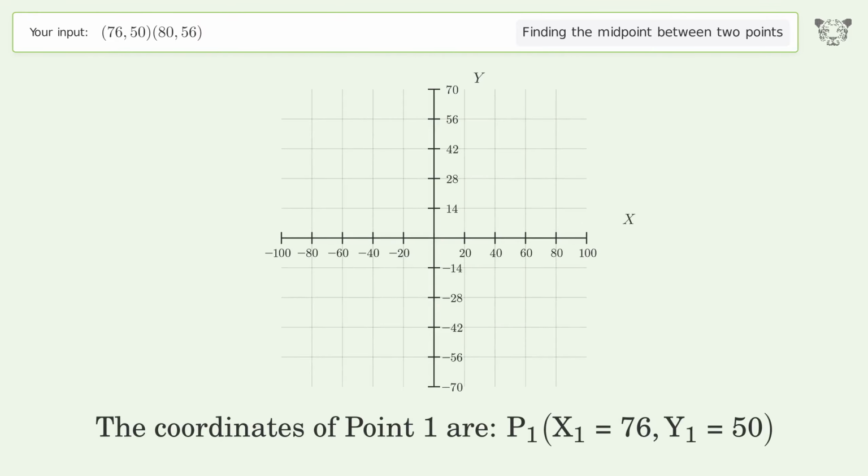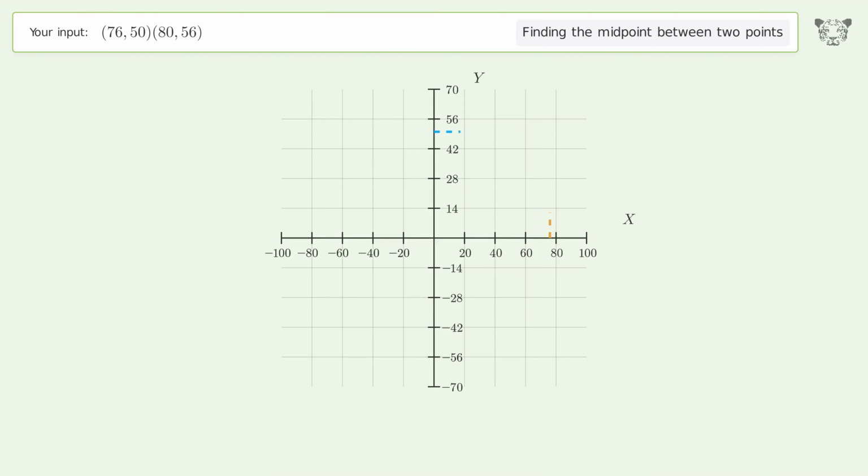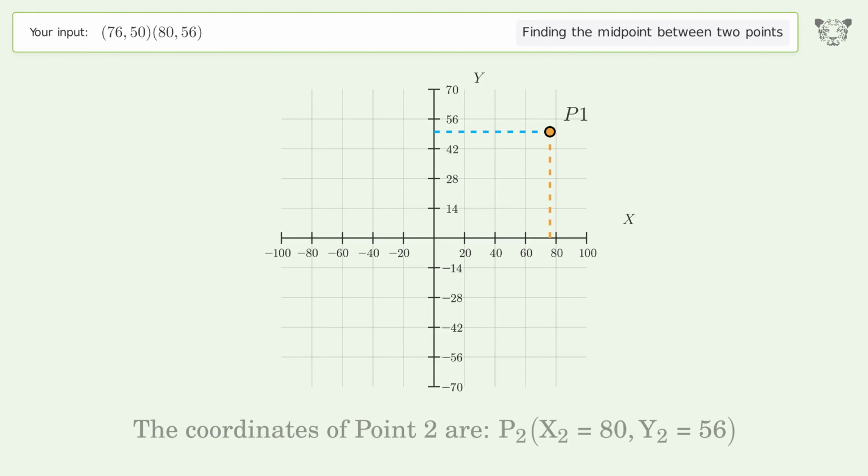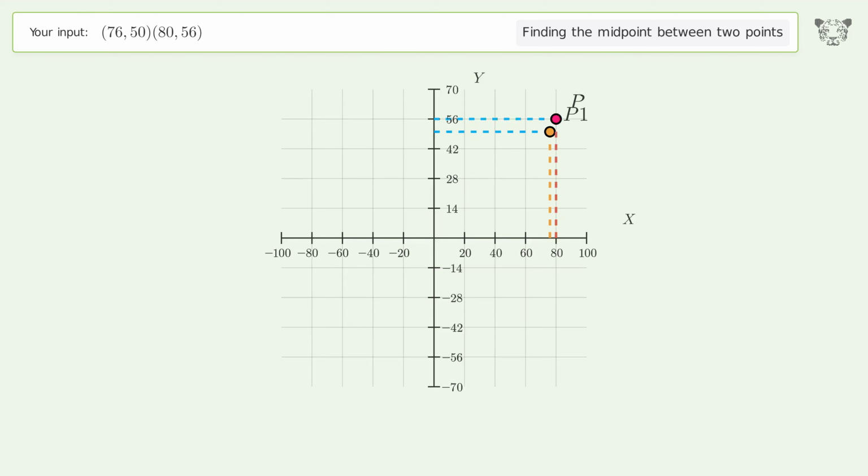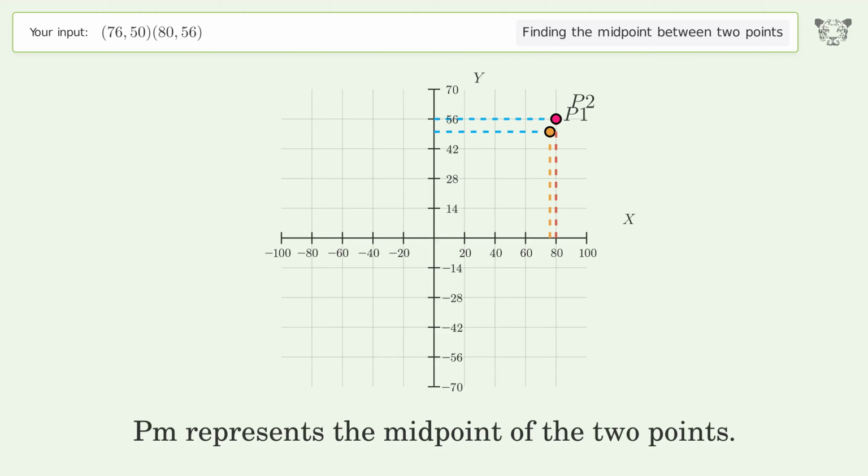The coordinates of point 1 are x1 equals 76, y1 equals 50. The coordinates of point 2 are x2 equals 80, y2 equals 56. PM represents the midpoint of the 2 points.